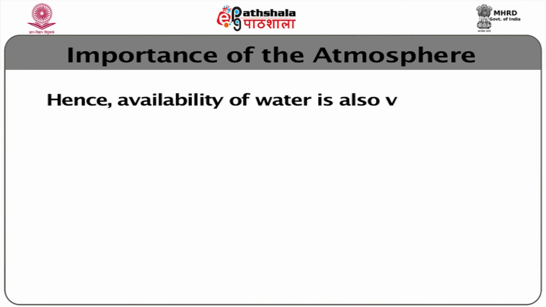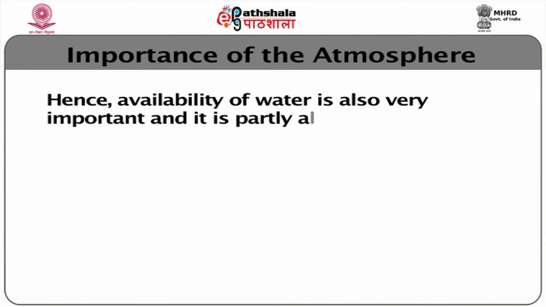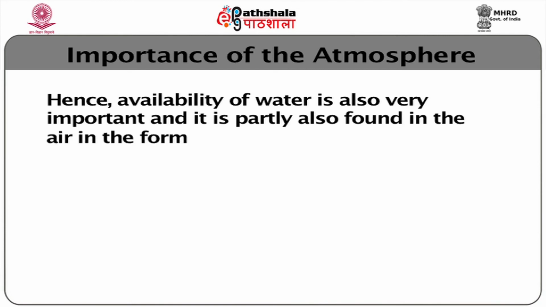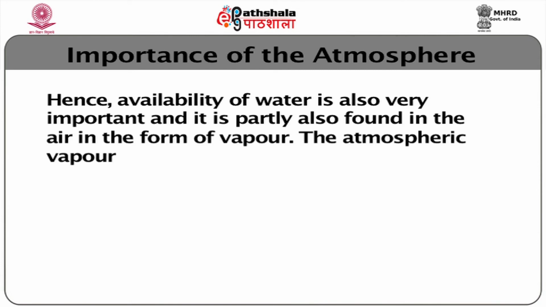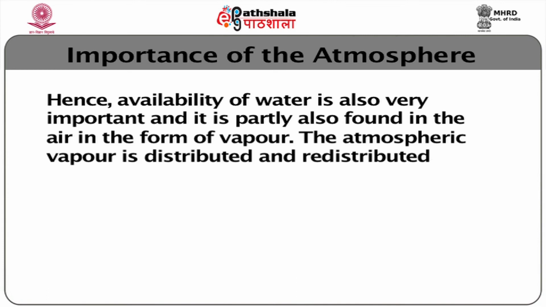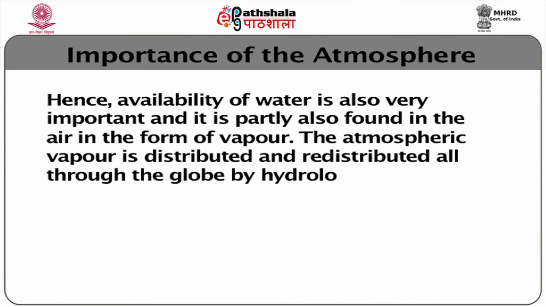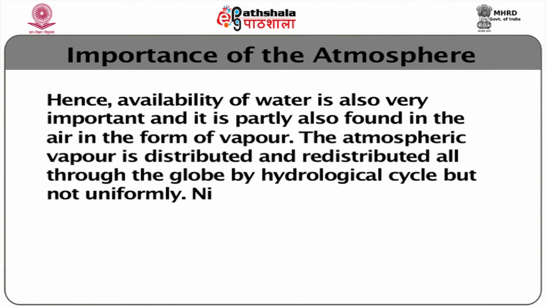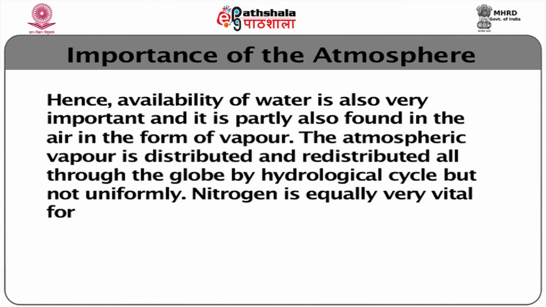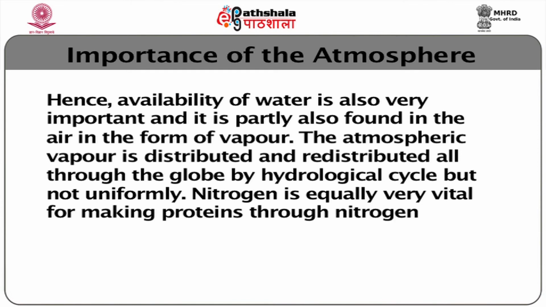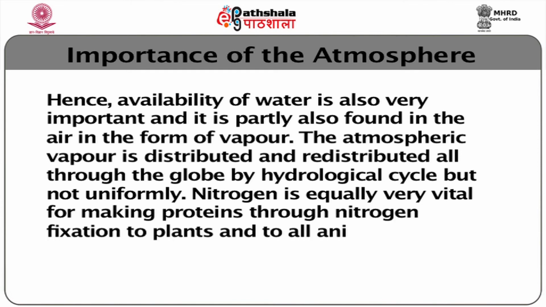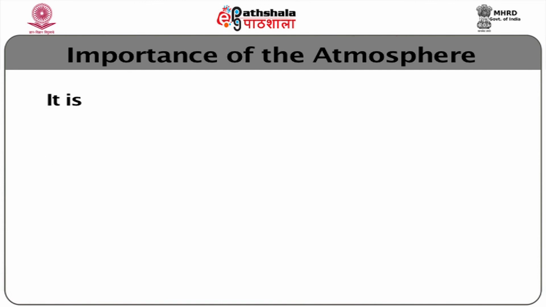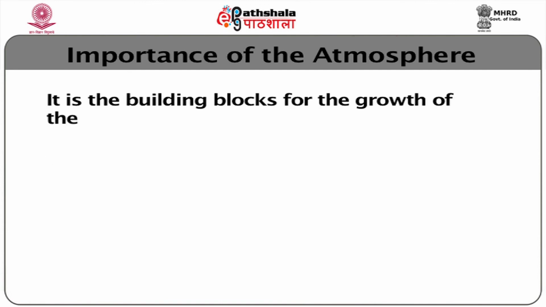Photosynthesis is not possible without the humidity of the air and soil. Hence, availability of water is also very important, and it is partly also found in the air in the form of vapor. The atmospheric vapor is distributed and redistributed all through the globe by the hydrological cycle, but not uniformly. Nitrogen is equally very vital for making proteins through nitrogen fixation to plants and to all animals. It is the building block of the growth of the body of all animals.